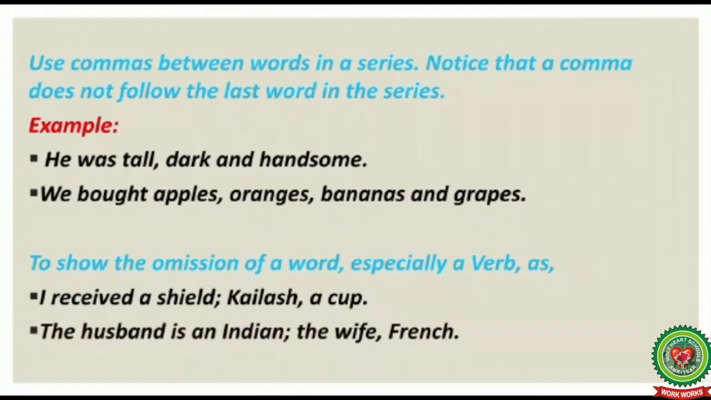For better understanding, let's have another example. The husband is an Indian, the wife French. Similarly, we see in the statement that the wife is followed by comma and verb is missing. Comma depicts that the wife is French.